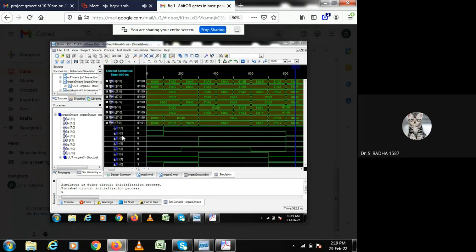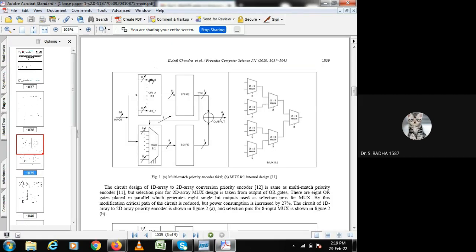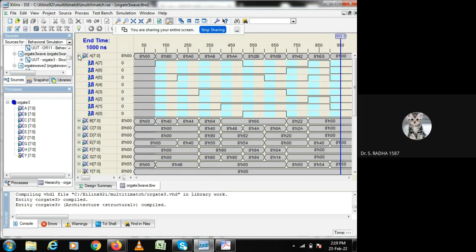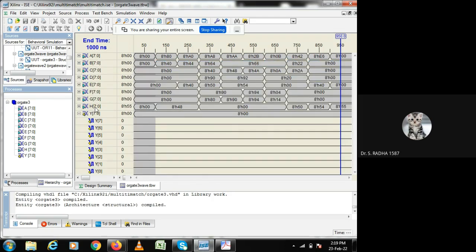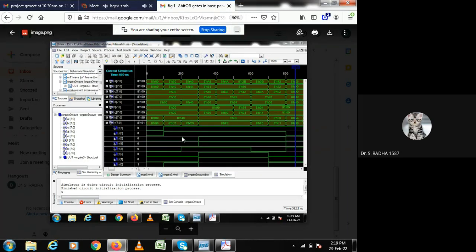Y of 6 is the output for B. Y of 5 is the output for C. Y of 4 is the output for D, like that. Here 8 OR gates are there: OR0, OR1, OR2, OR3, like that up to OR7. OR7 means the last OR gate. This H is the OR gate, and the output bit is Y of 0. Like that, I have got some output for the OR gate.